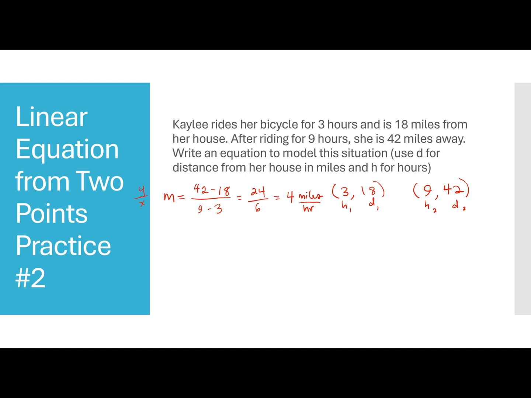I mean, honestly, that's pretty slow on a bike, but it's not like 95 miles per hour, nor is it like 0.2 miles per hour. So, maybe Kaylee's a small child and this is reasonable. And also, not every math problem is written to be 100% reasonable. So, we're going to assume this is fine and keep going from here.